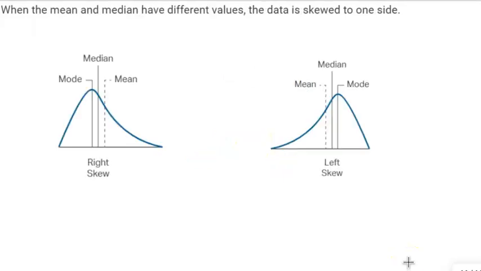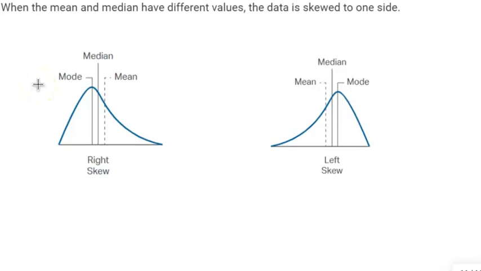If our mean, median, and mode are not the same, then we end up with skewed data. The skew is based on where the mean is in relation to the median. So if the mean is to the right of the median, then we say it's a right skewed curve. And if the mean is to the left of the median, we say we have a left skewed curve.